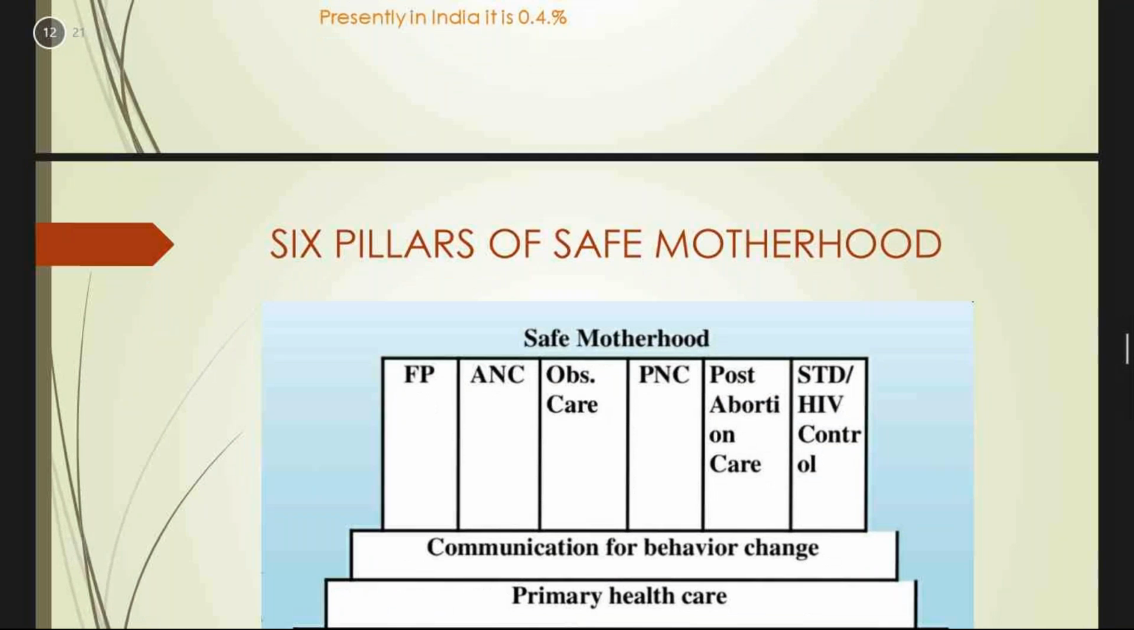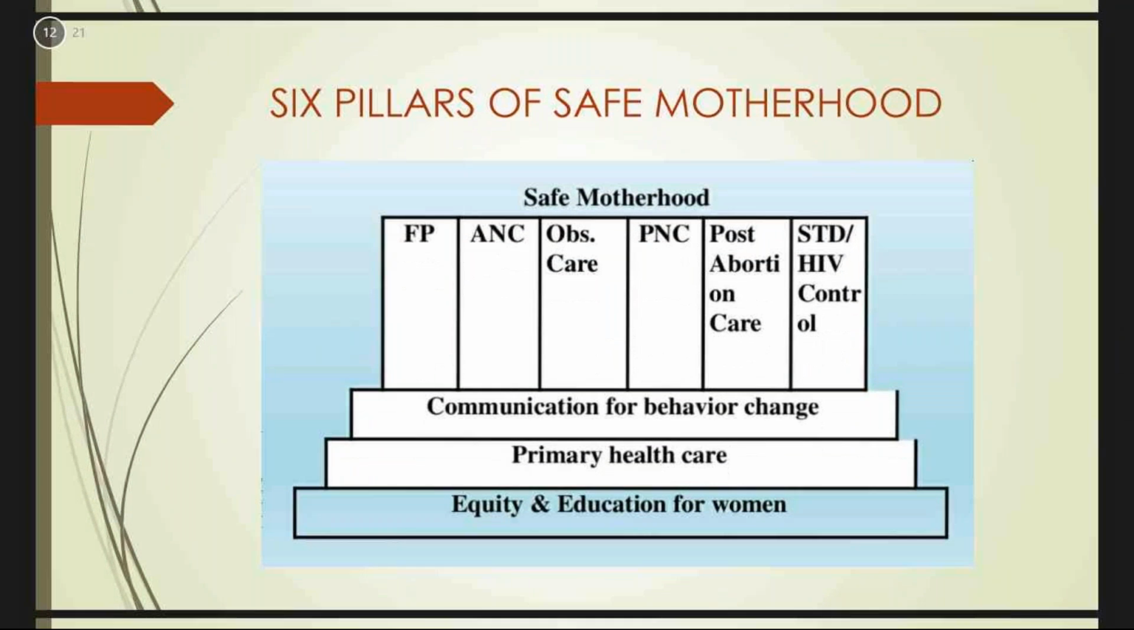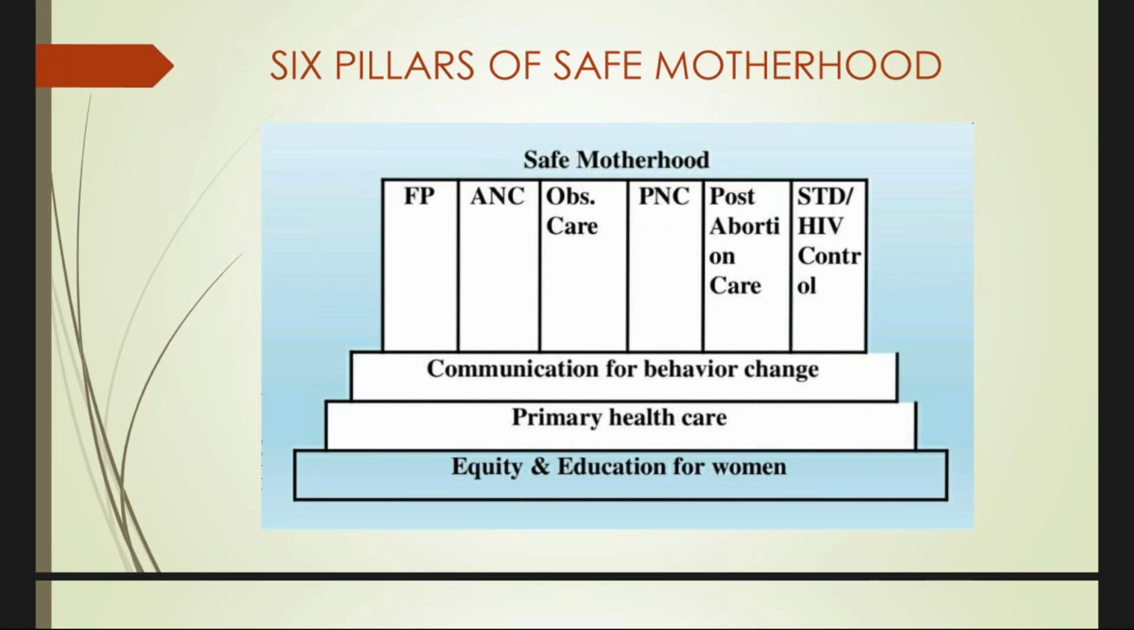So for safe motherhood we have 6 pillars. First one is family planning. Next is antenatal care. Next obstetric care. Then after delivery postnatal care or post-abortion care. Next HIV or STD control. And how will you achieve this? With the help of communication for behavior change, primary health care, and equity and education for women.